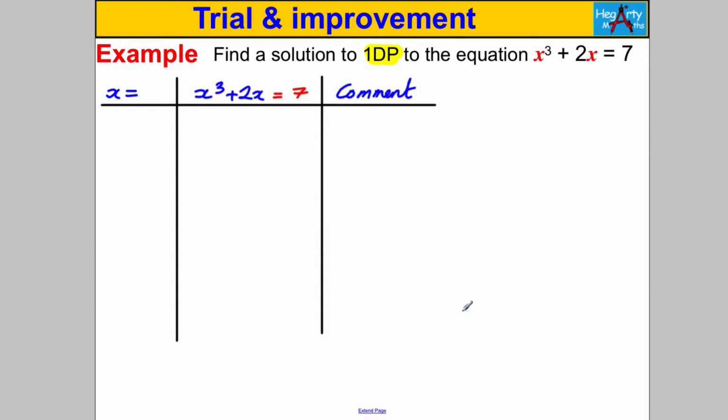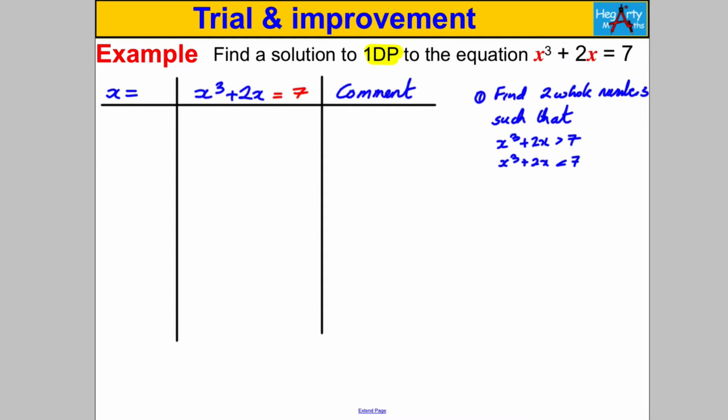Now the first thing we must do, we're trying to find two whole numbers such that x cubed add 2x is bigger than 7 for one of the x's and x cubed add 2x is less than 7 for one of the x's. So two whole numbers, and the thing about these whole numbers as well, we want them to be consecutive. That means one after each other.